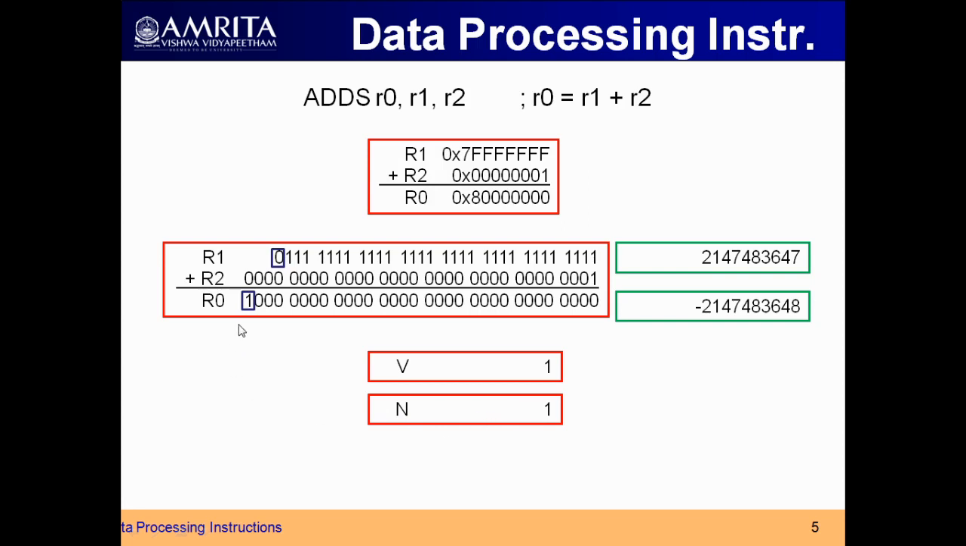Why negative flag? Because whatever result you are getting is a negative number. When you are adding 7FFF with 1, you will be getting 8000, and 2 flags will be set. First one is overflow flag, since overflow has occurred due to the signed addition, and one more flag will be set. What is that? The negative flag. Why? Because you have received a negative number after your arithmetic operation. So V flag and N flag will be set.